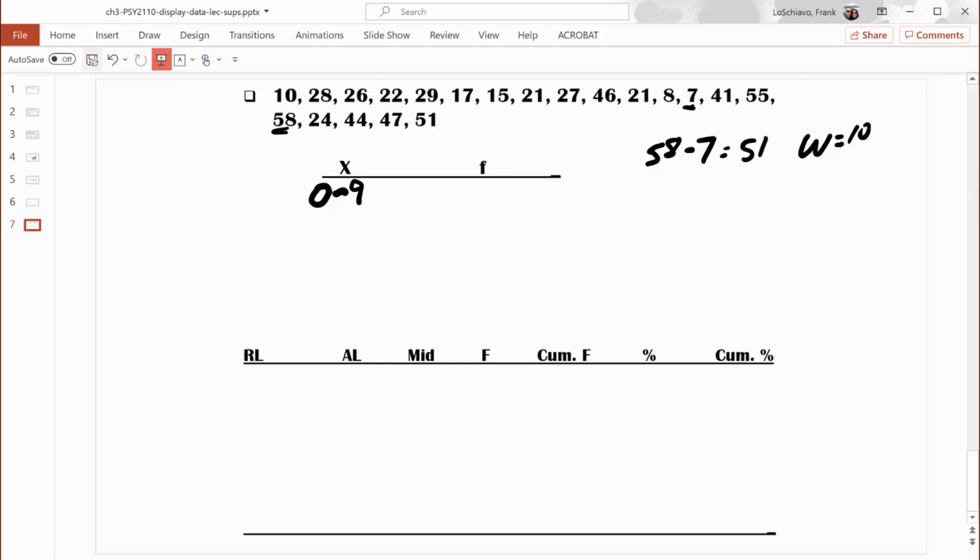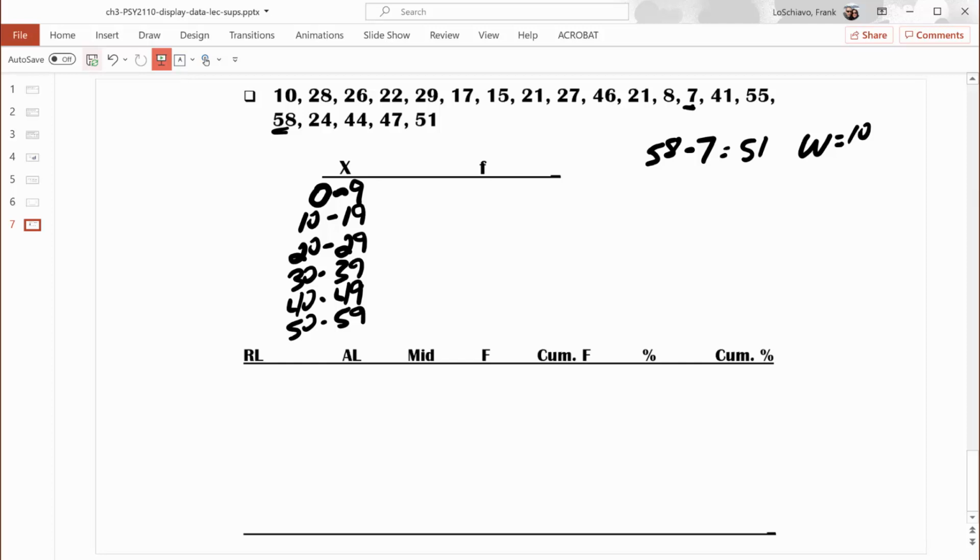And now you can see how everything falls into place really well, because the next interval is going to start with 10. And of course, 10 is a multiple of 10. This interval would start at 10 and go all the way to 19. The next interval would start with the next multiple of 10, which is 20. And that would go to 29. And then we would have 30 to 39, 40 to 49, 50 to 59. And because 58 is the largest value that we have, that's all we would need in terms of intervals.